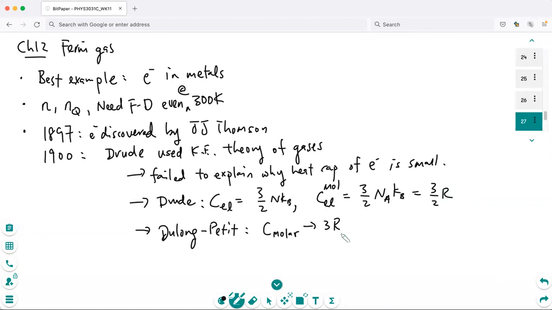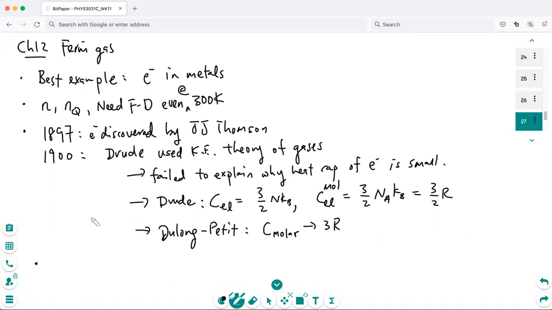Therefore, this is a result which has been well known for a long time. The failure of which led Einstein to develop the Einstein model. And here, the failure of detecting this much heat capacity motivates something else. And that is the need to use quantum mechanics to discuss the problem.